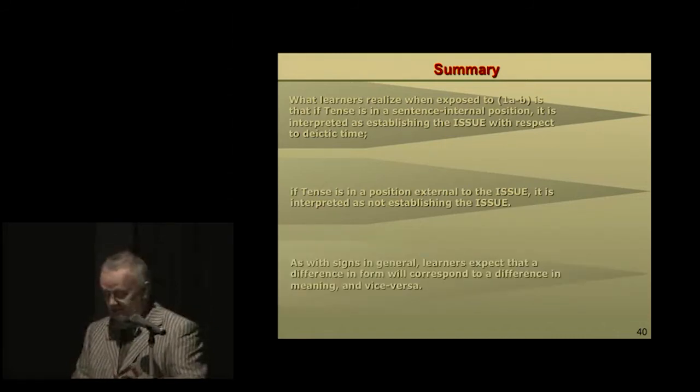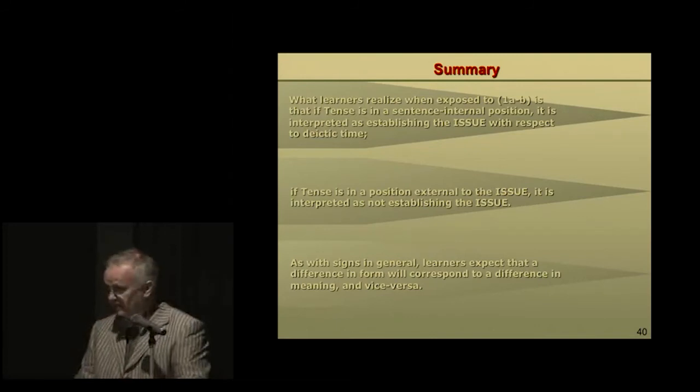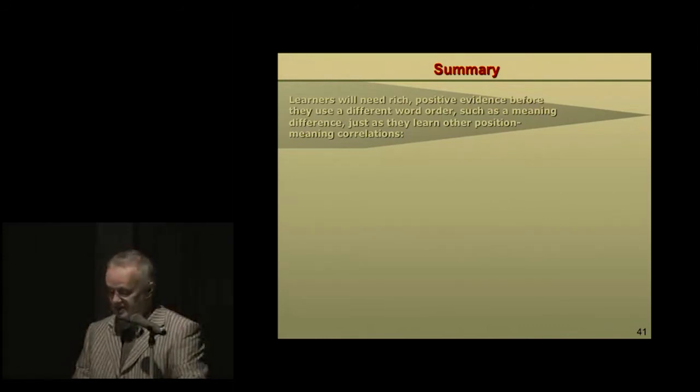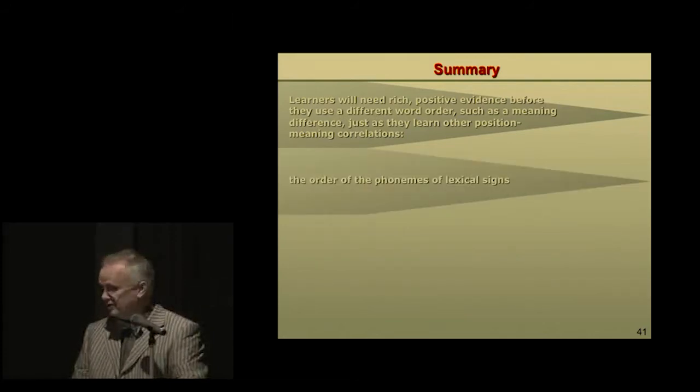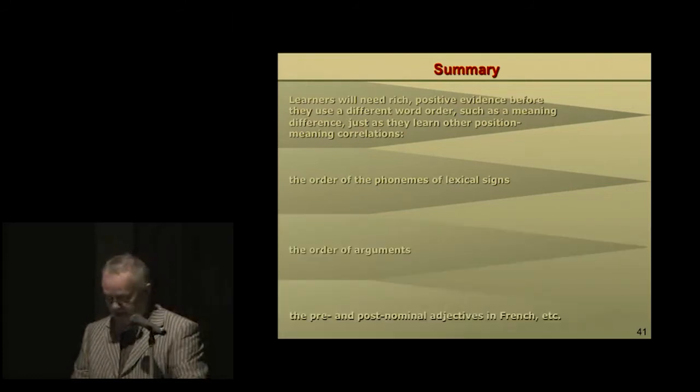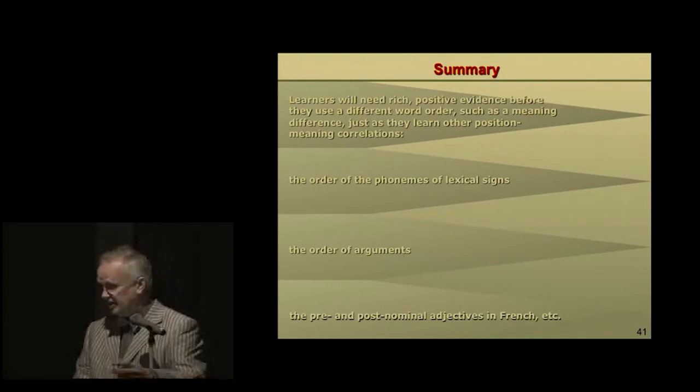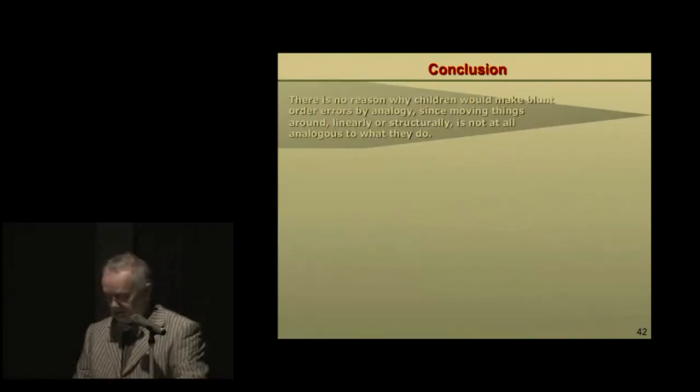As with signs in general, learners expect that a difference in form will correspond to a difference in meaning, and vice versa. A difference in meaning will be expressed by a difference in form, a very basic element. Learners will need very rich positive evidence before they use a different word order as a meaning difference, just as they learn other position-meaning correlations. For example, the order of the phonemes of a lexical item, the order of arguments, the pre- and post-nominal adjectives in French, and countless many orders that we find.